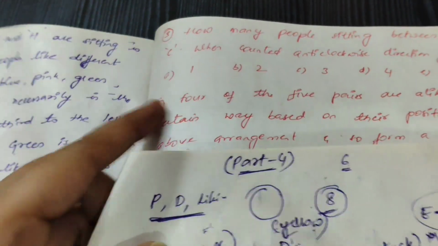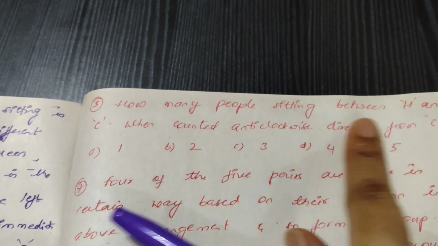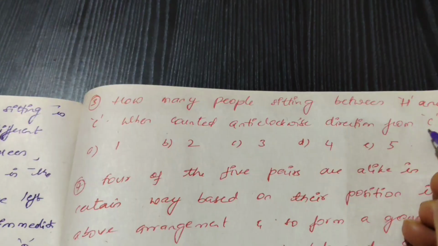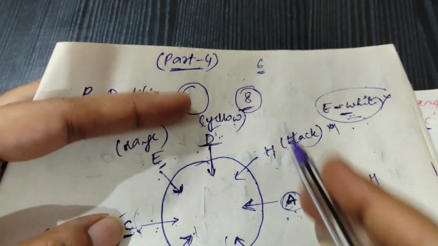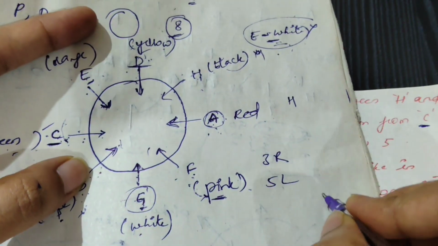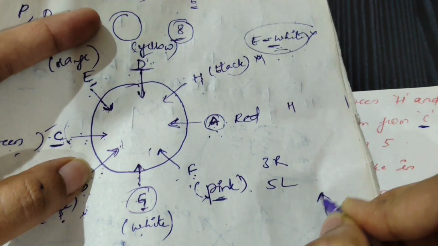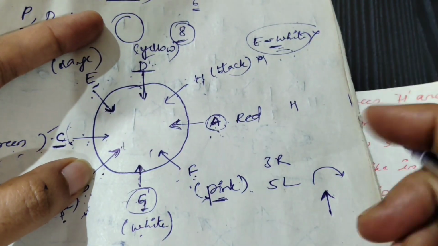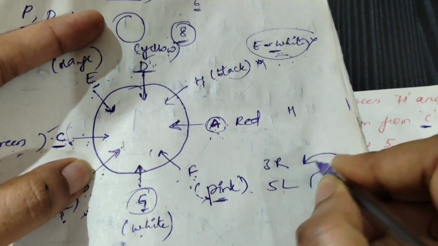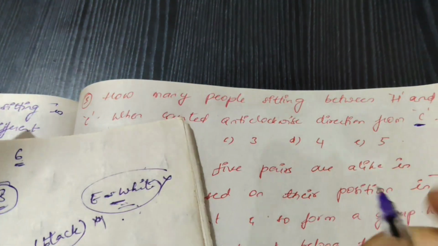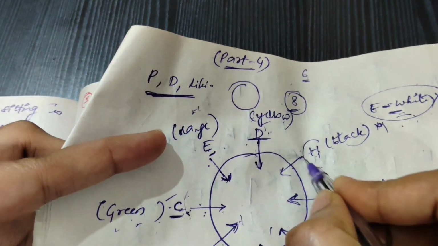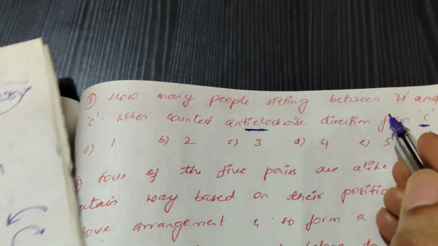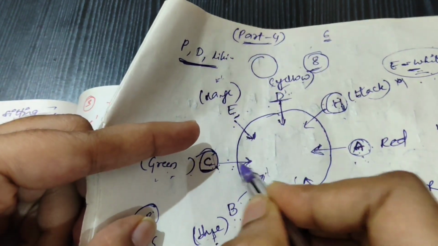Okay, now next, how many people are sitting between H and C when counted in the anti-clockwise direction of C? So H and C anti-clockwise, as I have already said in the previous video. See, this is the arrow. Clockwise means in this way, towards the right-hand side. Anti-clockwise means towards the left-hand side, this side. Now they are asking how many people are sitting between H and C when counted from the anti-clockwise direction of C. See, now this is the arrow.